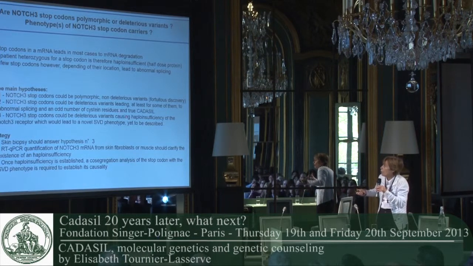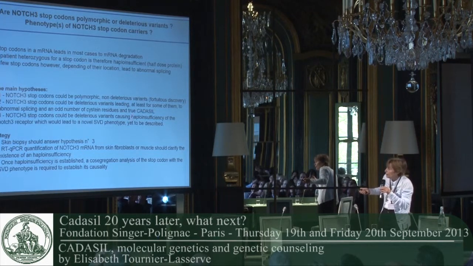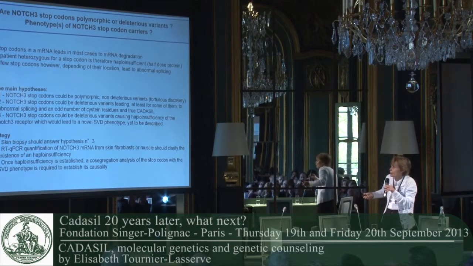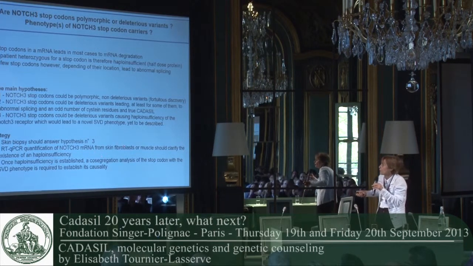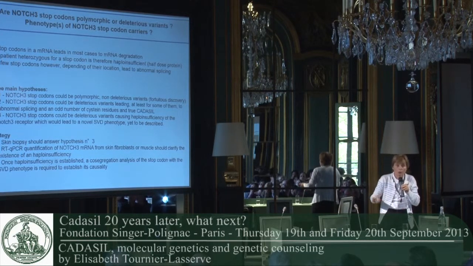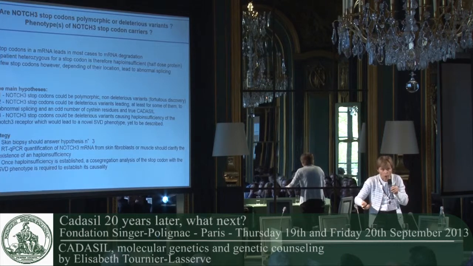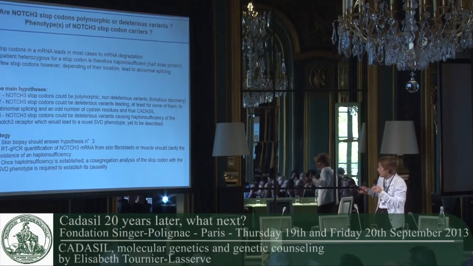Skin biopsy would answer hypothesis 2 here, because if you have GOM, it's a CADASIL, and yes, we have to find the abnormal splicing. The RT-qPCR of Notch3 messenger RNA from skin fibroblasts or muscle could tell you if there is haploinsufficiency. You can quantify the messenger RNA.